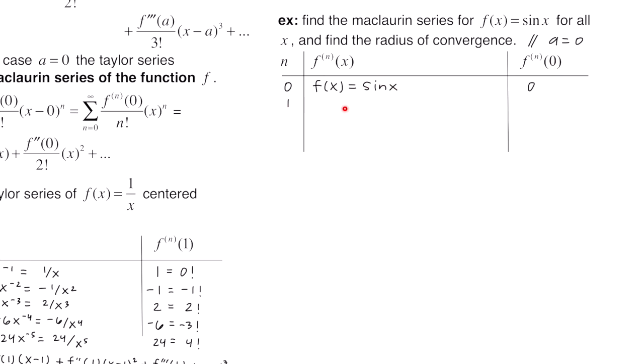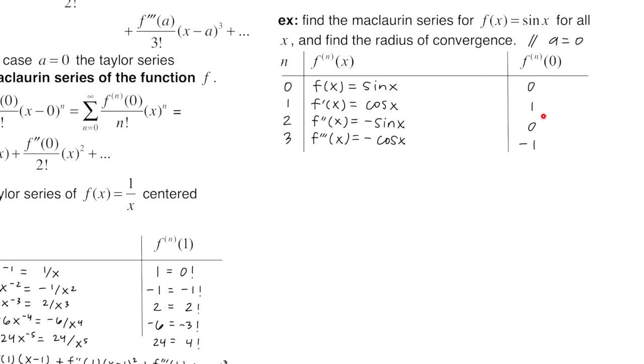Next, we're going to take the first derivative. So the derivative of sine is cosine. And then we plug in 0 for x, and cosine of 0 is 1. So now we take the second derivative, and the derivative of cosine is negative sine. Then we plug in 0, and we just get 0. We take the third derivative, so the derivative of negative sine is going to be negative cosine. When we plug in 0, we get negative 1.